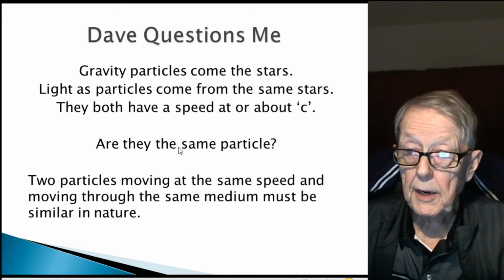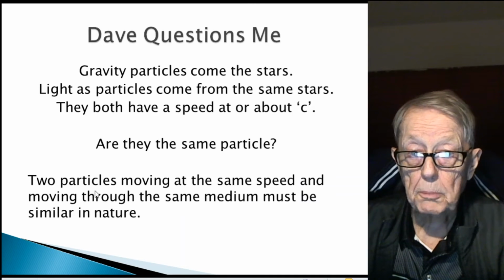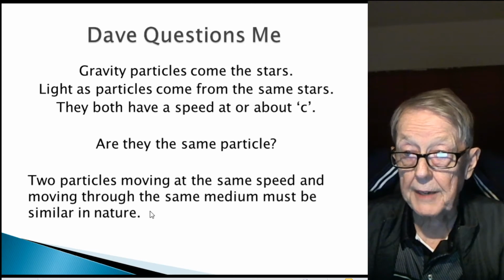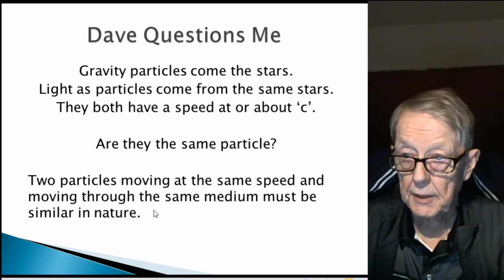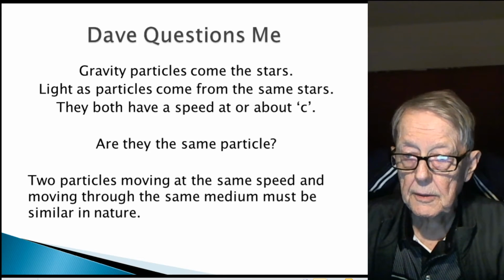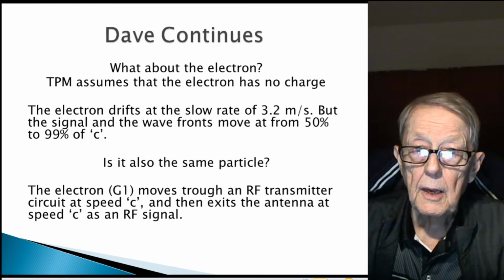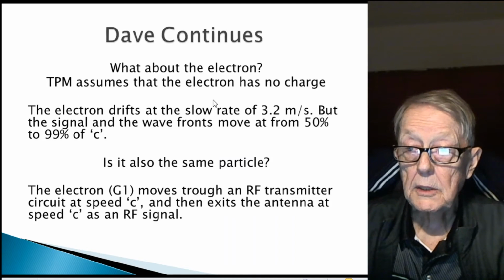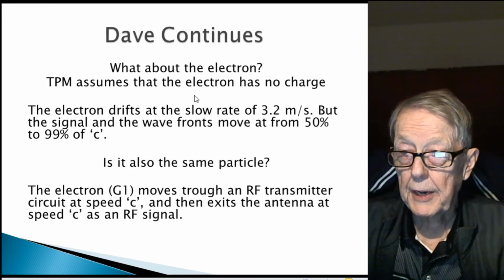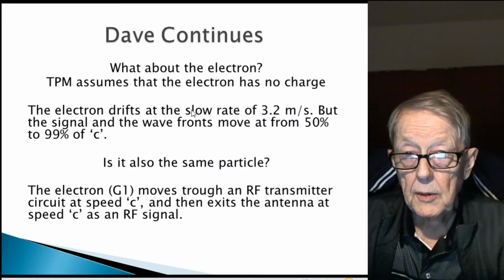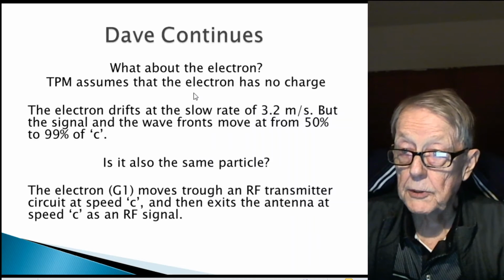Well, yeah, it makes sense that they could be the same particle. Two particles moving at the same speed and moving through the same medium must be similar in nature. Identical, no proof, but it led us to think it's possible that they're the same particle, coming from the same stars, moving at the same speed, moving through the same medium. He continues, he says, what about the electron? The particle model assumes the electron has no charge. So if the electron had a charge, a gravity particle and light particle probably would not have. But because it has no charge, it opens the question, David's question.